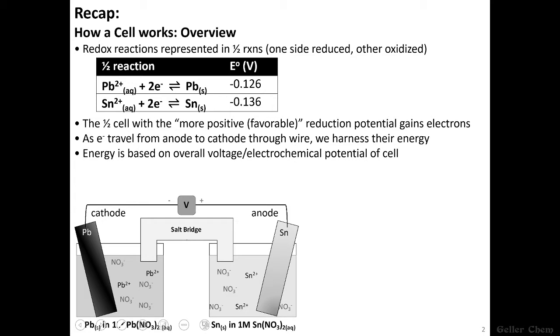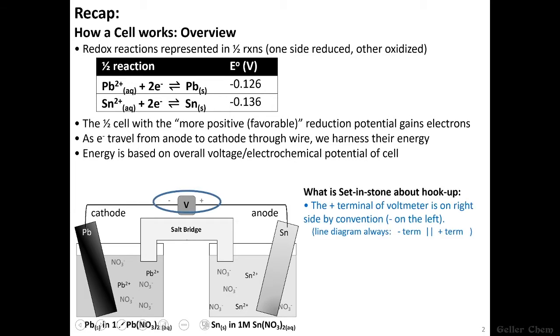So here's what's set in stone. The positive terminal on the voltmeter, or positive wire, is always on the right side by convention, the negative terminal is on the left. The line diagram of the cell is always going to be negative terminal on the left side, salt bridge, positive terminal on the right. What else is set in stone? The cathode is always the one that has the more positive reduction potential.